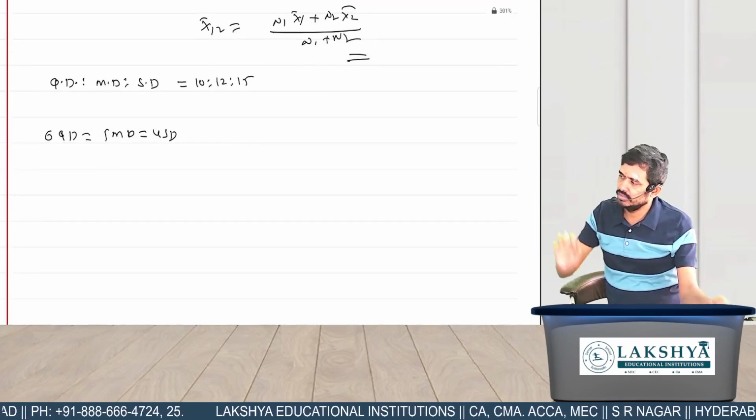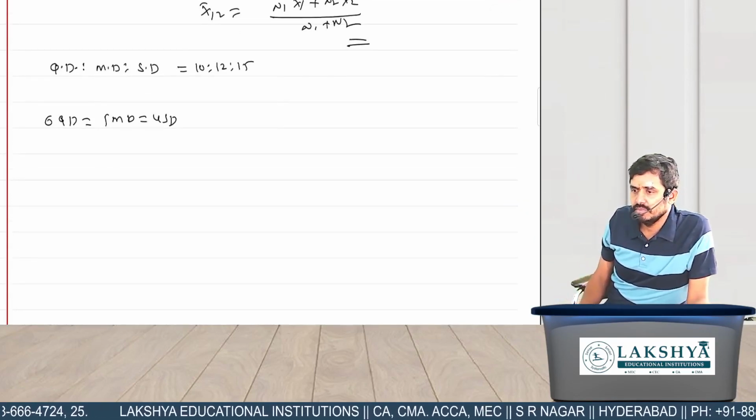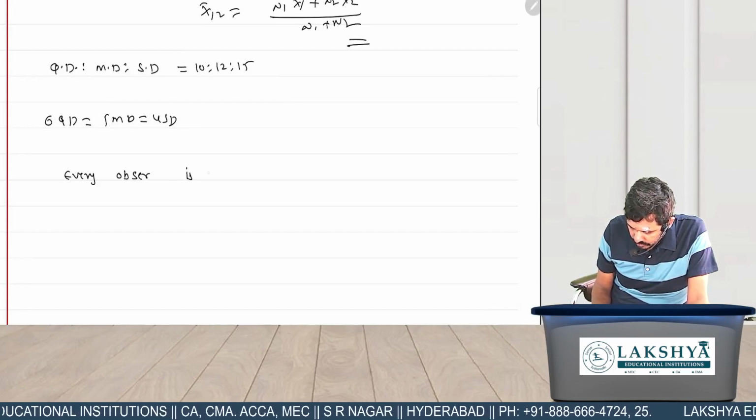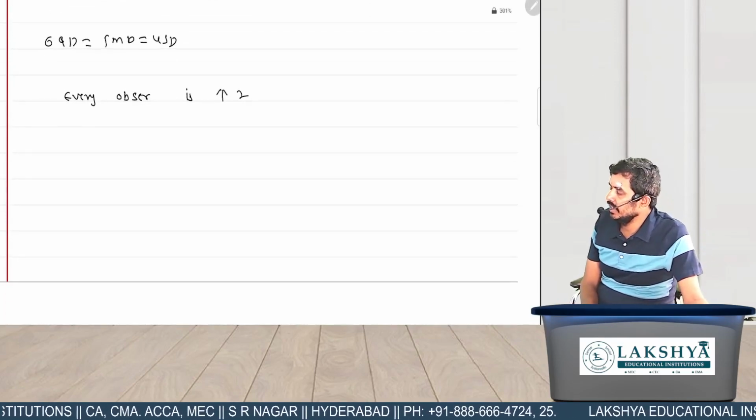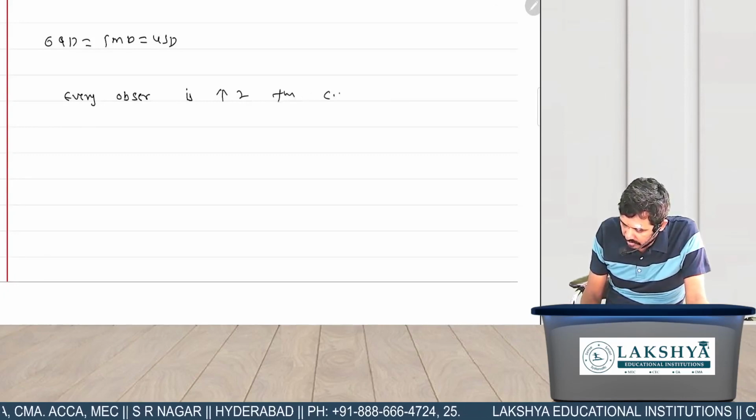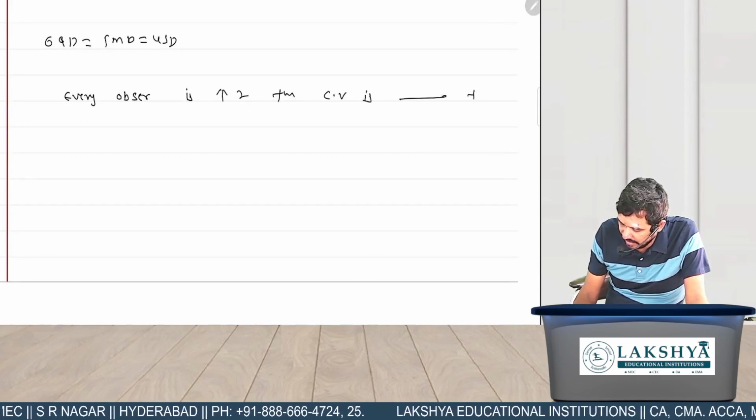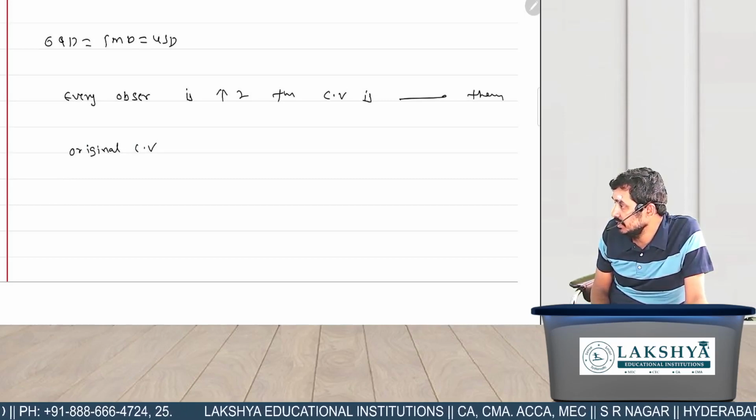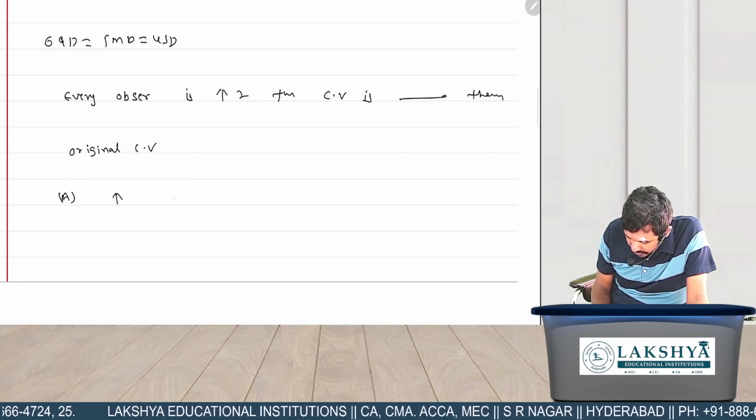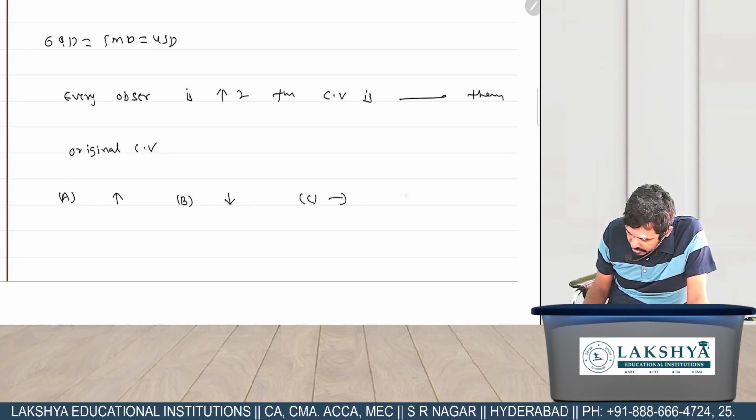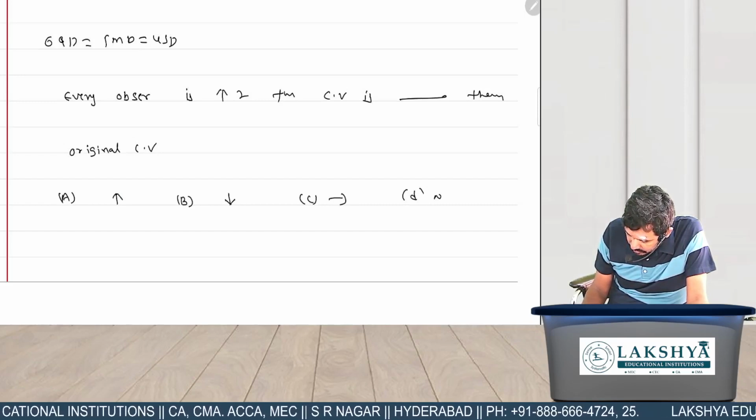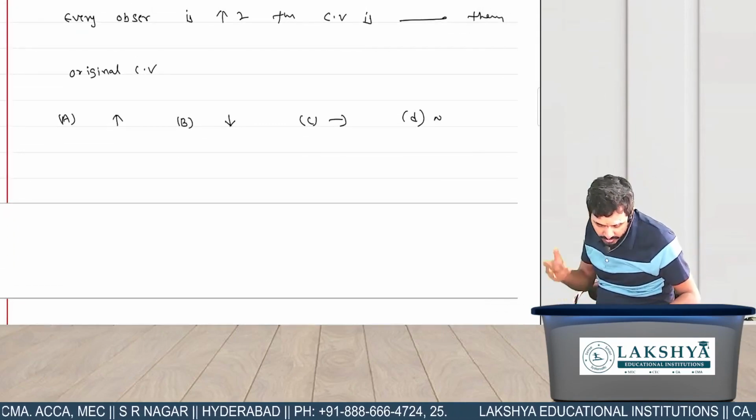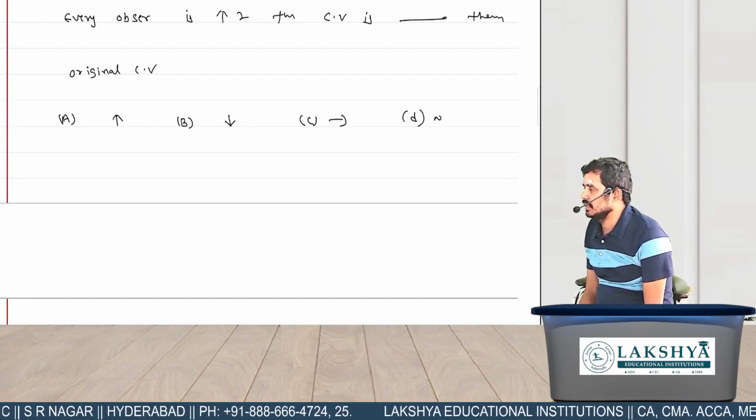ఒక క్వశ్చన్ అడుగుతాను, చాలా జాగ్రత్తగా ఆలోచించి చెప్పండి. Every observation is increased by 2. Then CV is dash than original CV. Increases, కంగారు పడకండి, decreases, unchanged, none of this. Then CV is dash than original CV. Therefore, what is the answer? How can you say that unchanged? Change of origin.